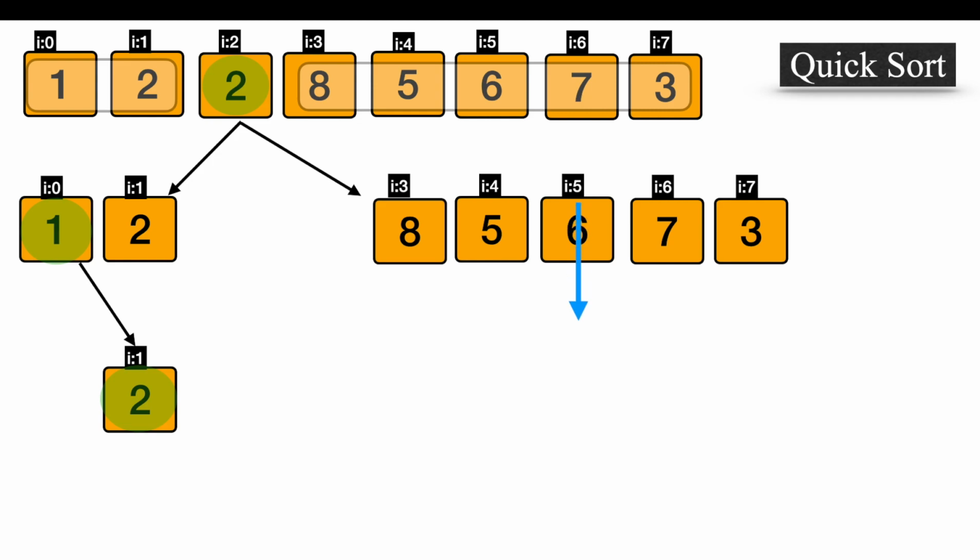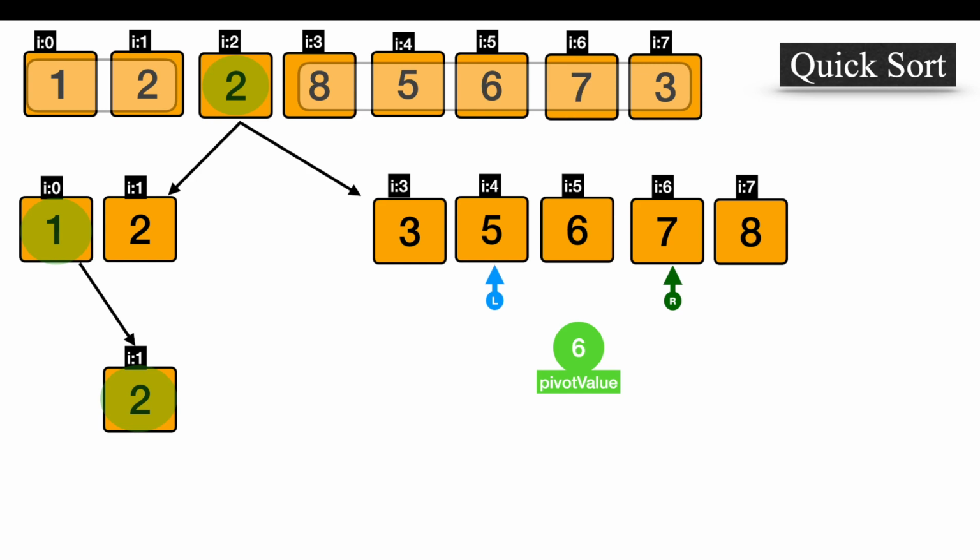Let's move on to the right part of pivot 2. So here the pivot value is going to be 6. Then the left pointer is going to be index 3, and the right pointer is going to be index 7. See here, my left value 8 is greater than pivot 6, and the right value 3 is less than pivot 6. So we just swap them. Then move the left and right pointers.